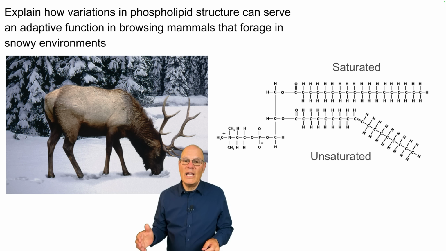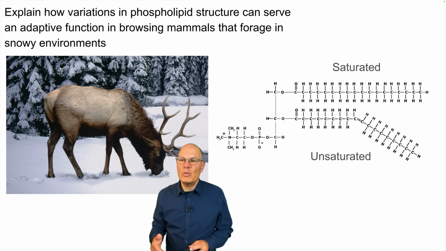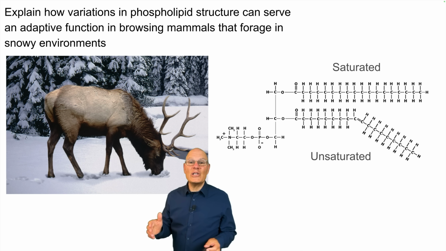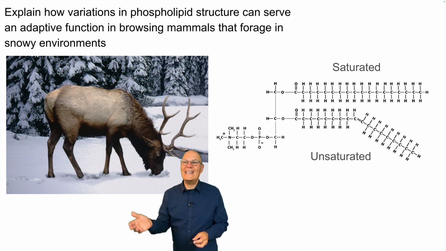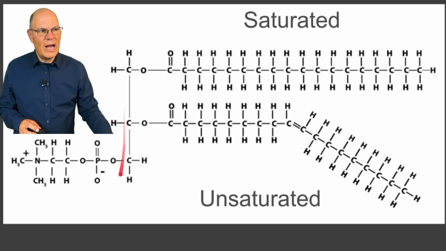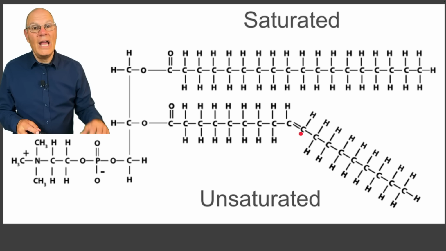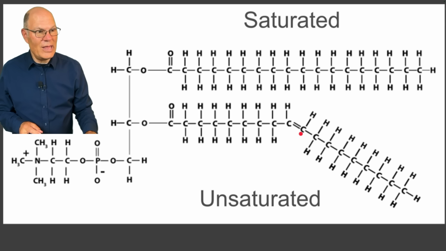So here are a couple of examples of the importance of phenotypic variation. Let's start with this one. Explain how variations in phospholipid structure can serve an adaptive function in browsing mammals that forage in snowy environments. Phospholipids, we remember those from Unit 1. They've got a glycerol with a hydrophilic head and a hydrophobic tail. These are fatty acids over here. Note that these fatty acids can be saturated or unsaturated, and there can be a lot of variation in that.